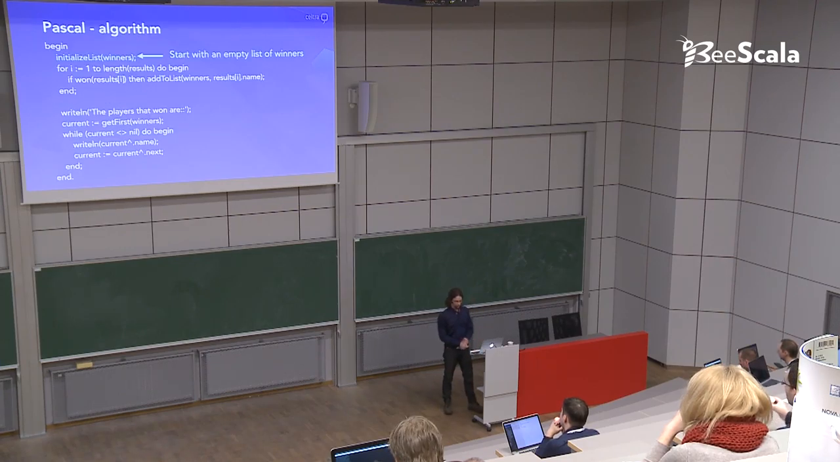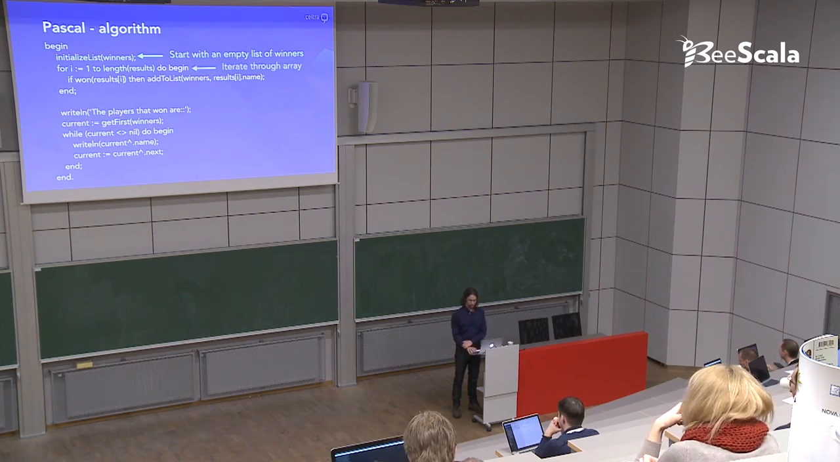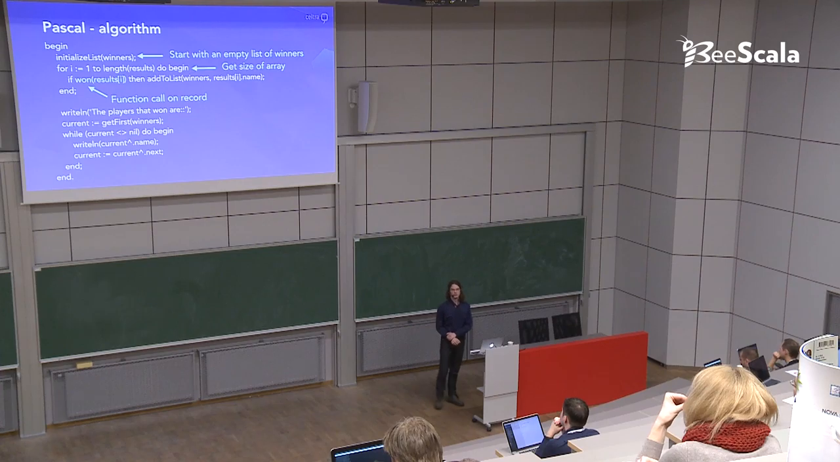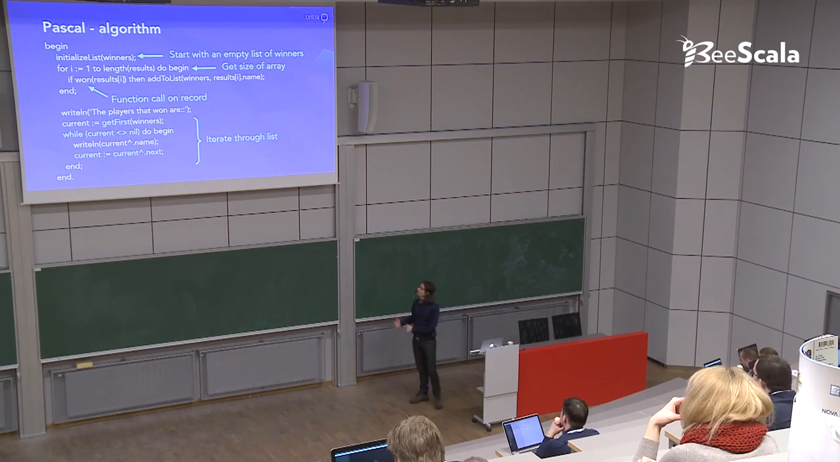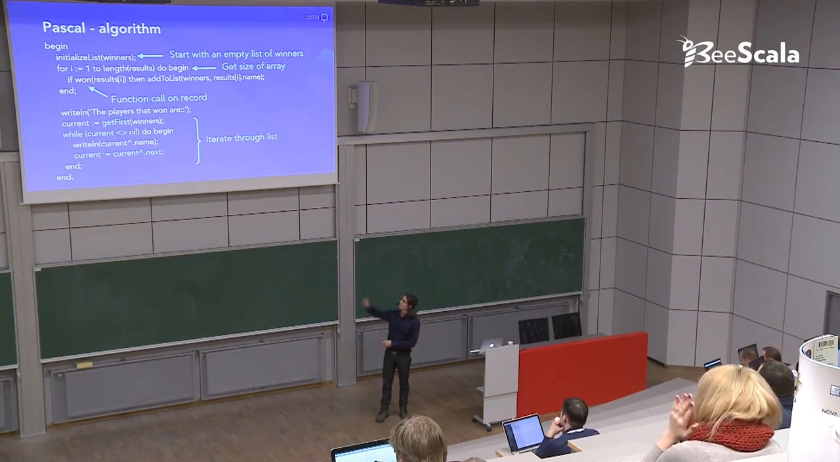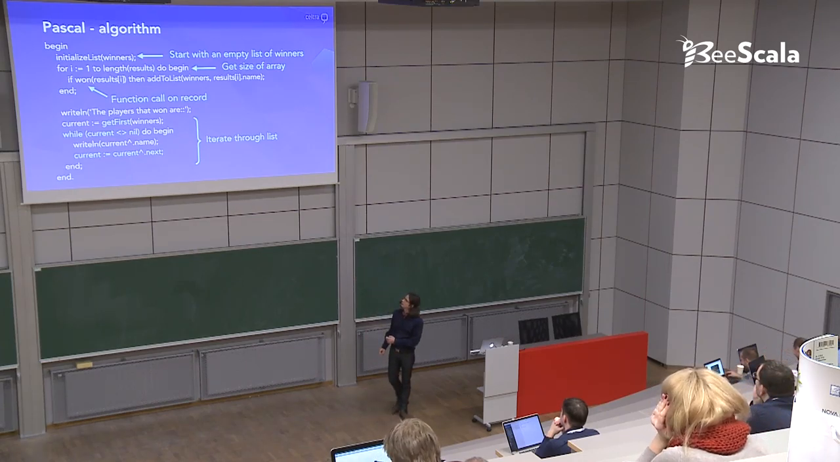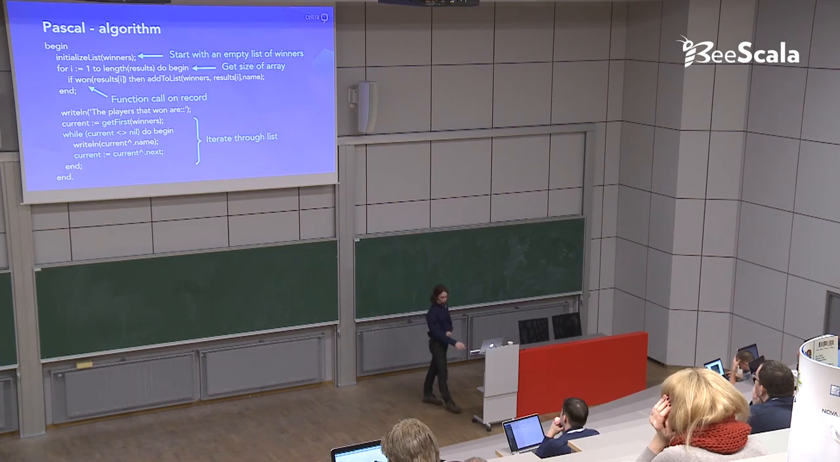So what does the program look like? It's very similar as before. We initialize this list of winners. Then we have a for loop that goes for all the results. But now we have the first important difference. We don't have this ugly goto statement. We have a function call. I'll explain in a minute why this is good. Then when we finish, we have to output everything. And because we didn't use a library for these lists, we have to manage pointers ourselves. So get the first element in the winners list and then iterate through it to output it.